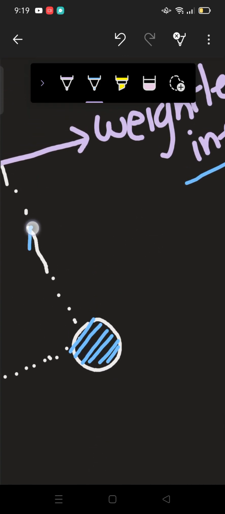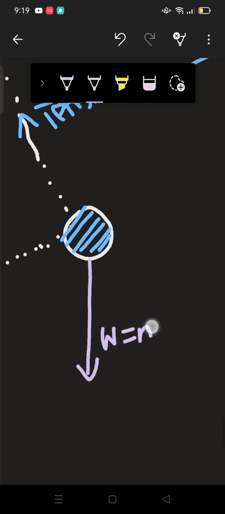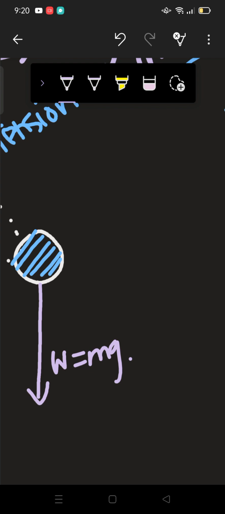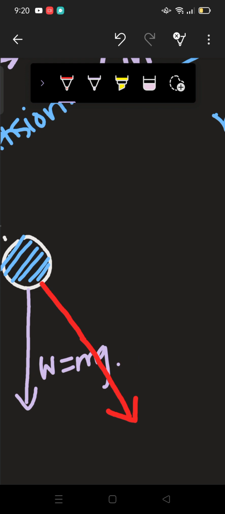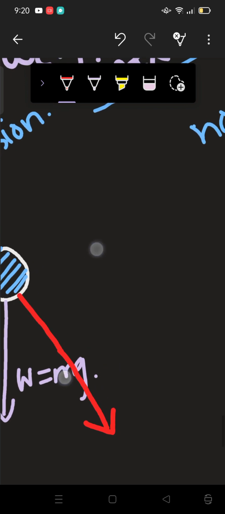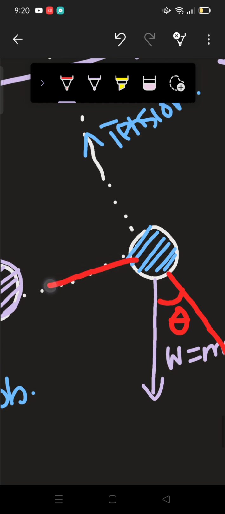Initially, this string will have tension in it. Tension is also a force, right? And tension is along the string, right? Secondly, it will have its weight, mg, which will act downward. We're going to break this weight into its two components. Initially, it's this component, which is W cos theta, since this is making an angle with it. And its other component would be here, which is W sin theta.